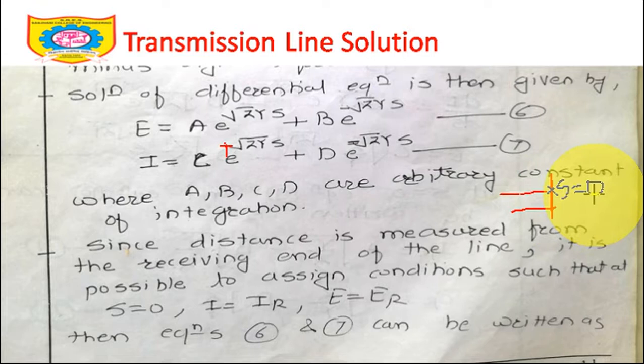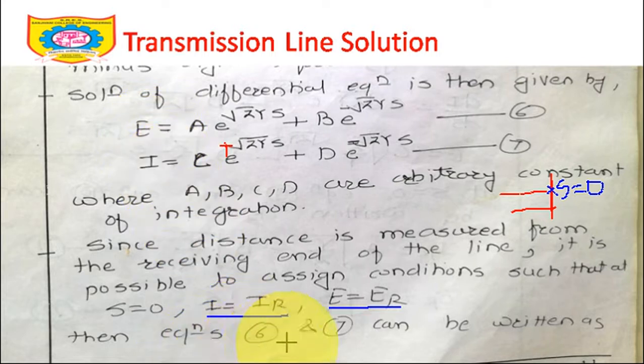So if s is equal to 0, if I put in this expression s is equal to 0, I will get I is equal to IR, since I am at the receiving end or load end, and E is equal to ER since s is equal to 0. This is a simple condition which we are going to put for getting the values of A, B, C, D. So for receiving end, s is equal to 0.